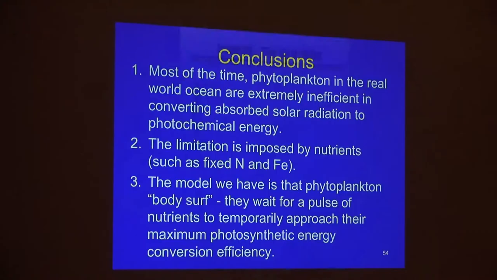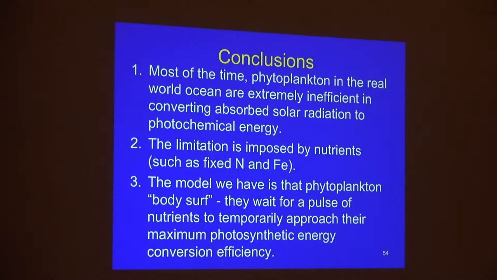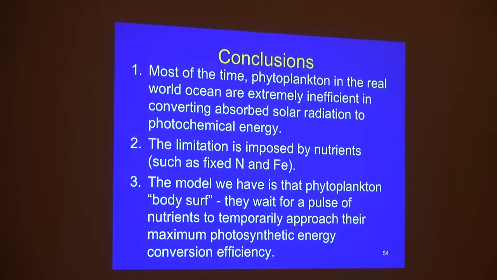So I'm going to end this story. This is what we think the ocean looks like from the point of view of a phytoplankton. This is the light to life story. Most of the time, and this has always been true, phytoplankton in the real world ocean are inefficient in converting absorbed solar energy to photochemical energy. They're inefficient. The limitation is imposed by two major nutrients, primarily nitrogen in the central gyres and, in the three high nutrient, low chlorophyll regions, by iron.